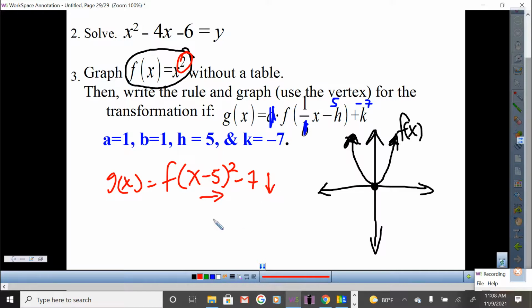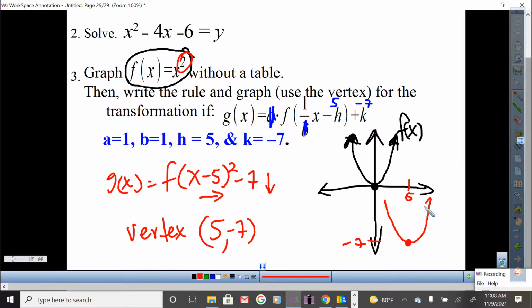That is correct. Or in other words, my new vertex would be what, Philip? 5, negative 7. That is correct. So my new vertex will be somewhere down here, and our new parabola would be down here, and we'll label that what? g of x.